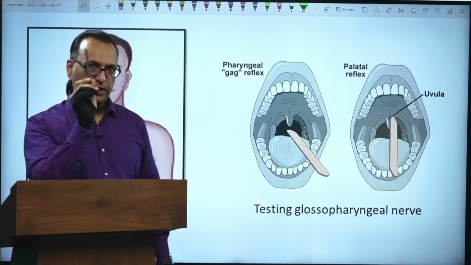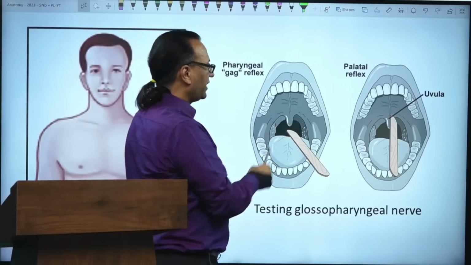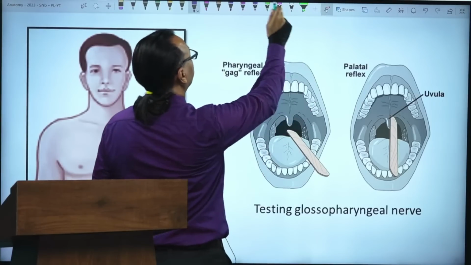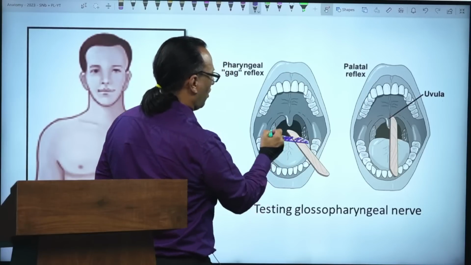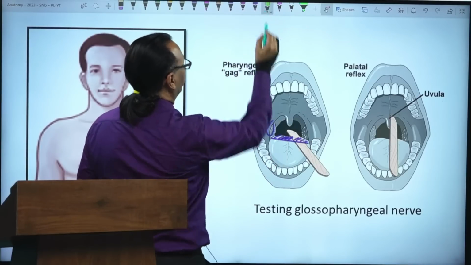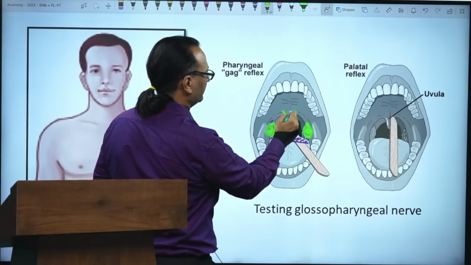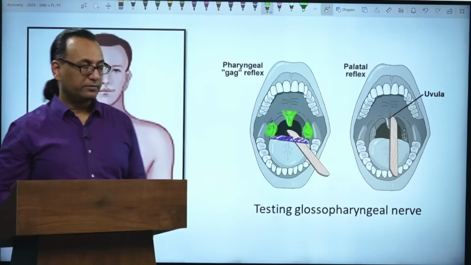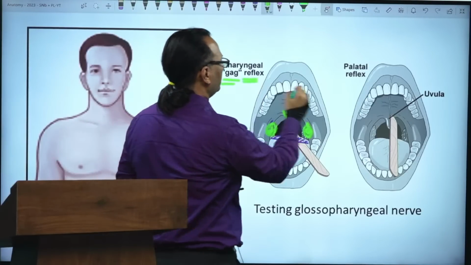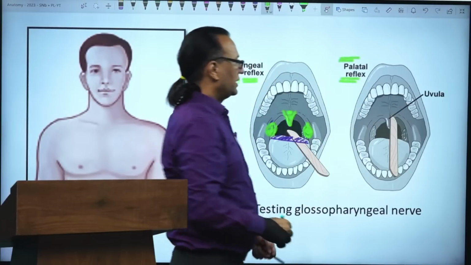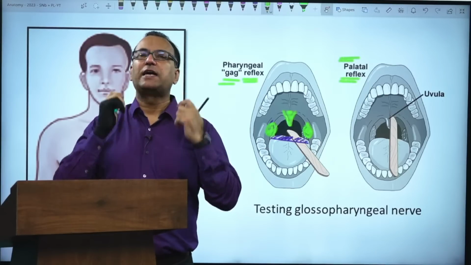Ninth nerve stimulation, oropharyngeal isthmus. Whether you touch the posterior one-third of the tongue, the tonsillar area, or the soft palate, you are activating the ninth nerve. What will happen? There will be a gag reflex, also called the palatal reflex, and a sudden spasm of the muscles of palate, pharynx, and larynx.